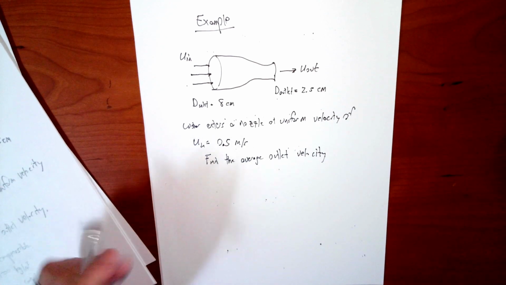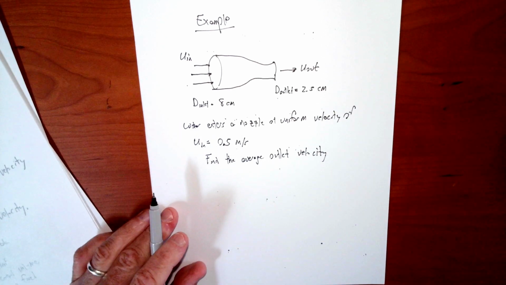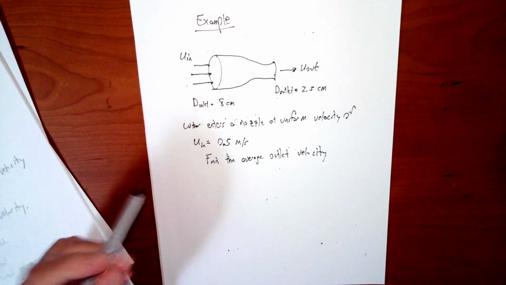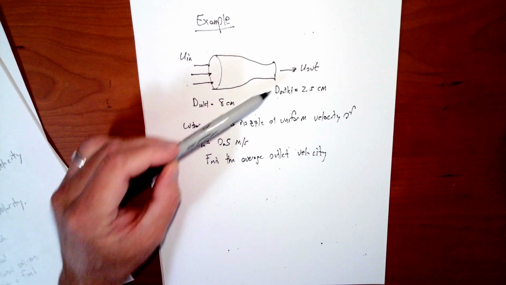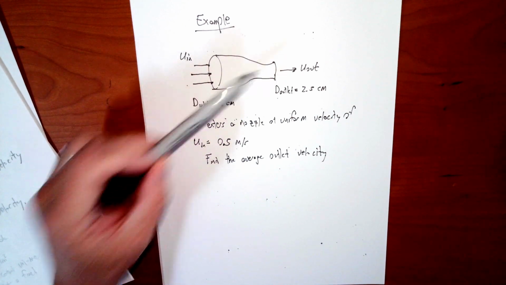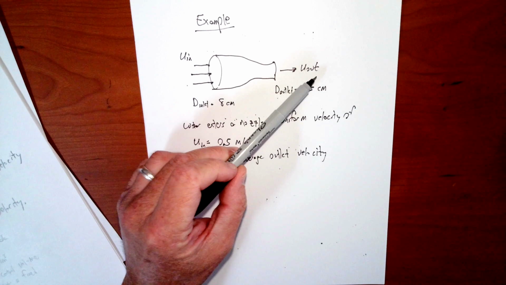So now we'll try to do an example so you get some sense for what this actually is useful for. We're going to consider a simple nozzle here. We've got an inlet of the nozzle, it's 8 centimeters in diameter, and an outlet that's 2.5 centimeters in diameter. There's an inlet velocity. Obviously, there's an outlet velocity.